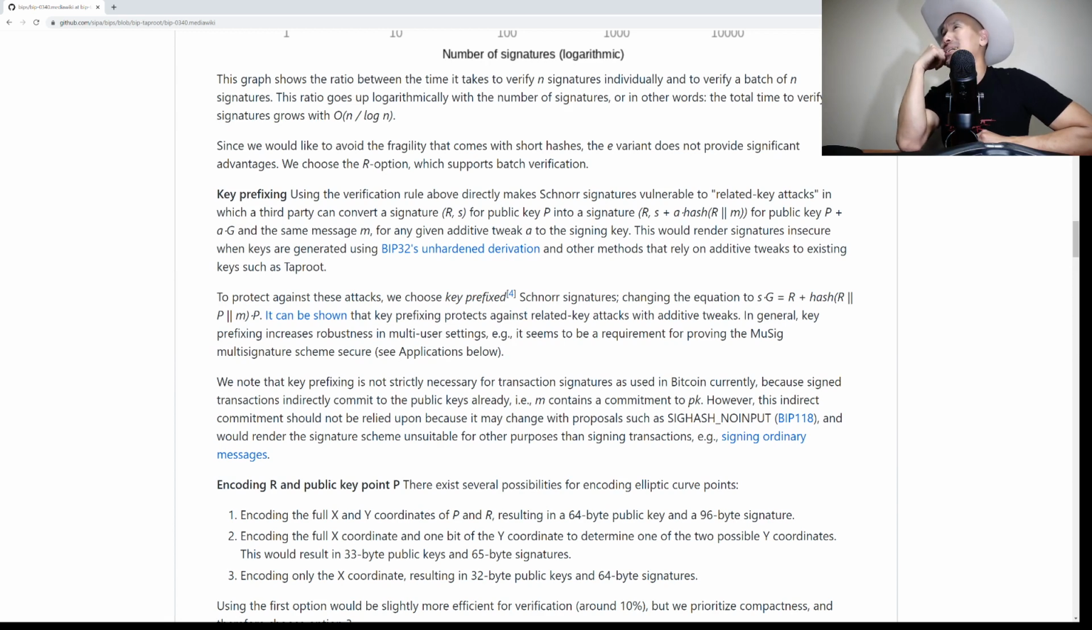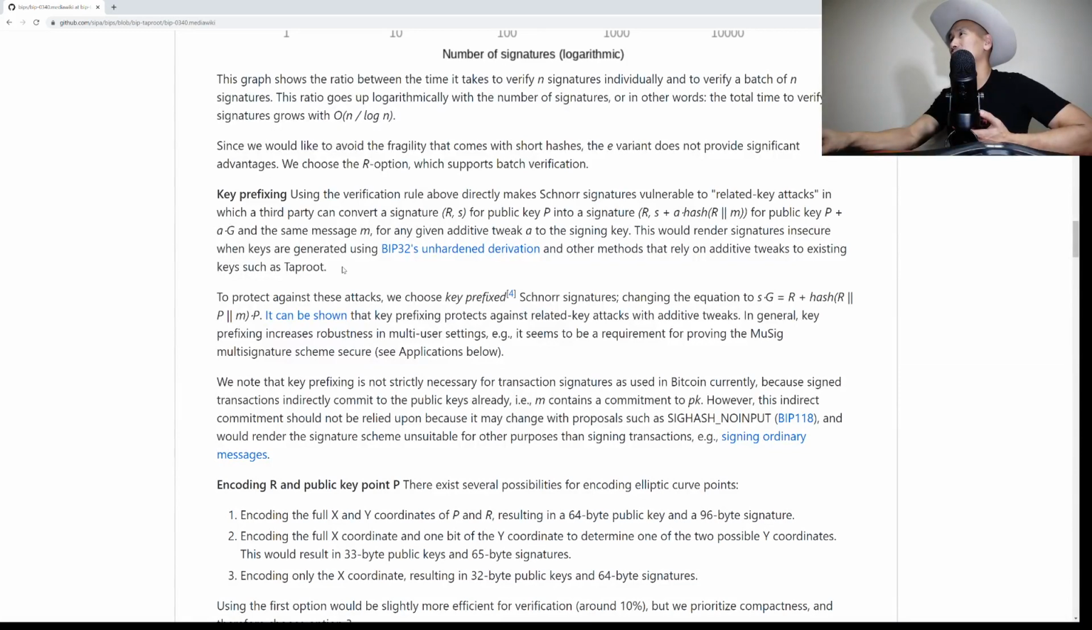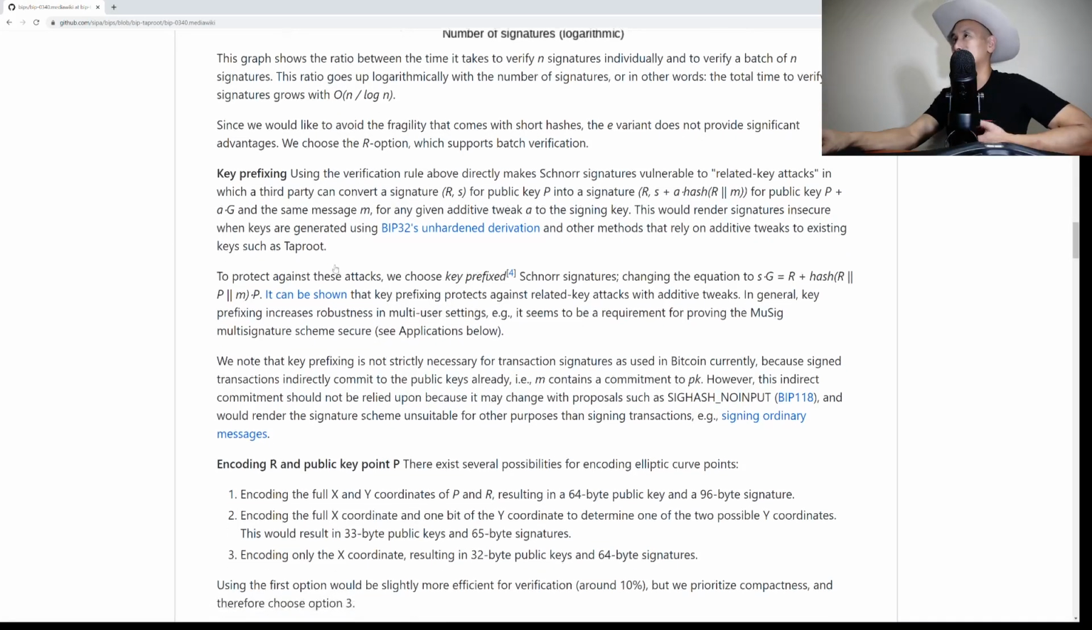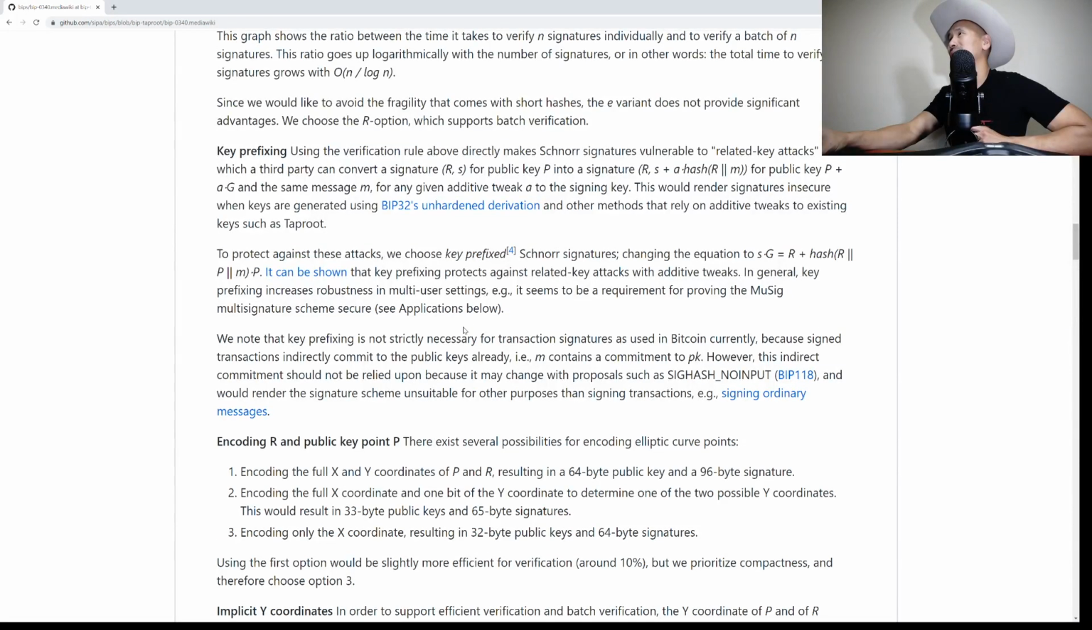So basically, this means that you have to add something else, because you can't just use the verification rule as stated in the first couple of things, because there is a way to render the signature insecure. To protect against these attacks, we choose key prefixed Schnorr signatures, changing the equation to s * G = R + hash(R || P || M) * P. So you have to put P into the hash function as a way to make it so that you can't do the chosen prefix attack.